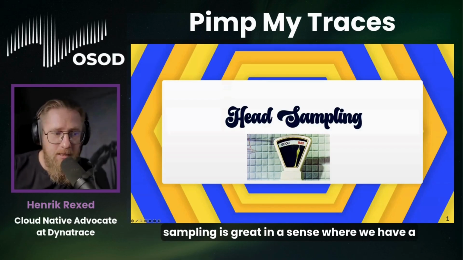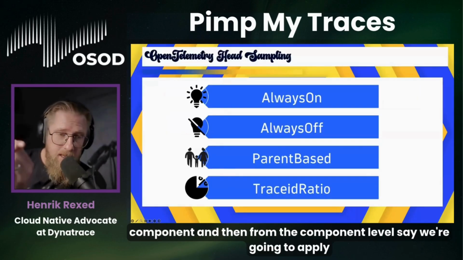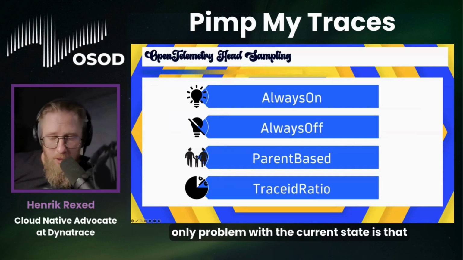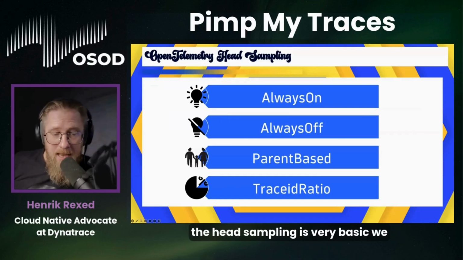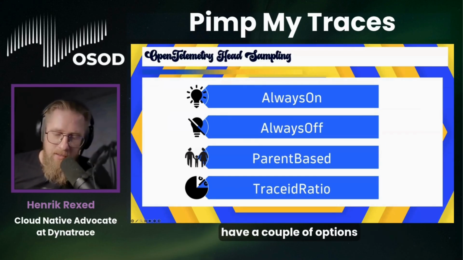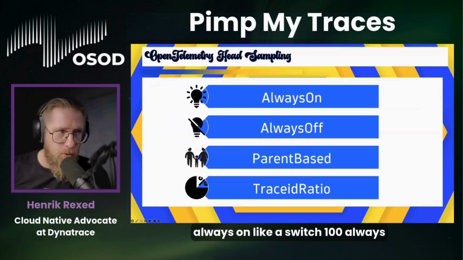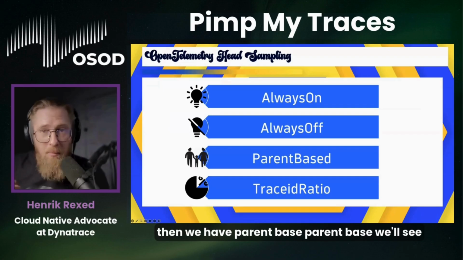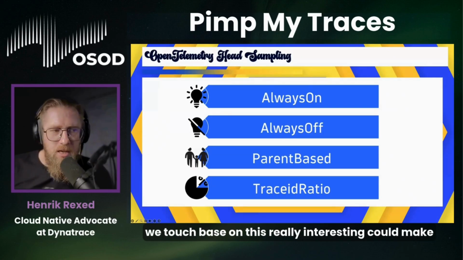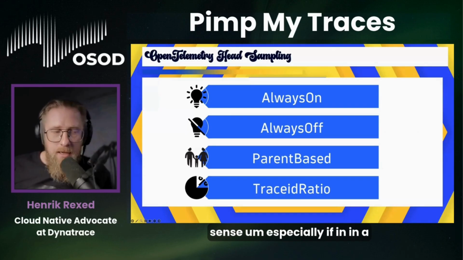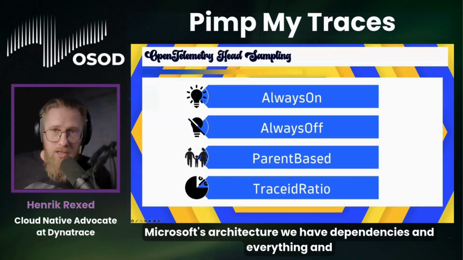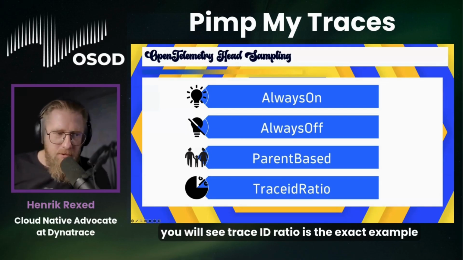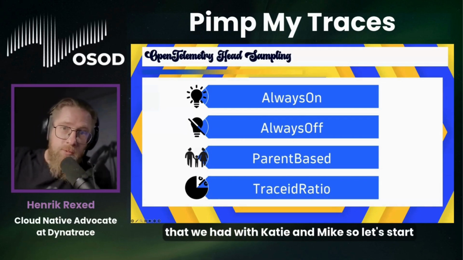Head sampling is great in the sense that we have a component, and from the component level we apply a sampling decision directly there. The only problem with the current state is that head sampling is very basic. We have a couple of options: always on, like a switch, 100%; always off, we turn off the switch, 0%. Then we have parent-based, which we'll touch base on. Really interesting, could make sense, especially in a microservice architecture where we have dependencies and everything. And then we have trace ID ratio, and you will see trace ID ratio is the exact example that we had with Katie Mike.